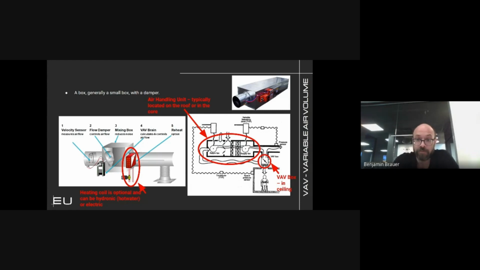duct. Thermal control is achieved by controlling the amount of air, not the flow of water, for instance in a fan coil, to occupied zones through what is called a variable air volume box, which you'll see there in the description in the diagrams.